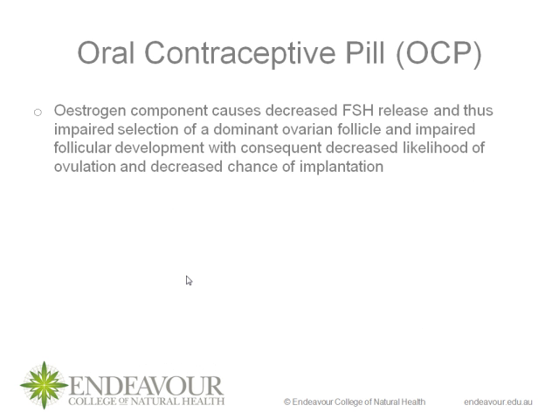The estrogen component in the oral contraceptive pill affects the pituitary and decreases follicle-stimulating hormone release. The effect of less follicle-stimulating hormone is that there is impaired selection of a dominant follicle in the ovary. Because there is impaired likelihood of follicular development, there is a decreased chance of ovulation at mid-cycle. So therefore, if fertilization should occur, there is a decreased chance of implantation.